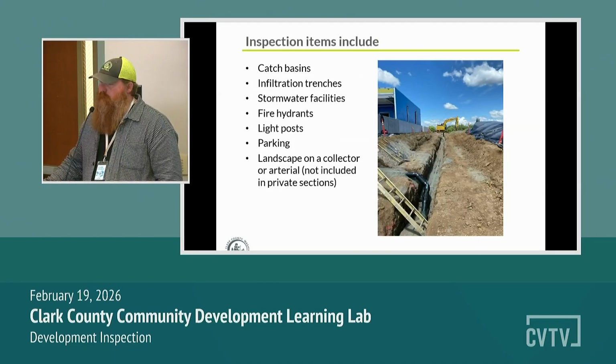Some of the inspection items include catch basins, infiltration trenches, stormwater facilities, fire hydrants, light posts, parking, and landscaping on a collector or arterial, not included in the private portions that are owned by an HOA or by the private property owner.